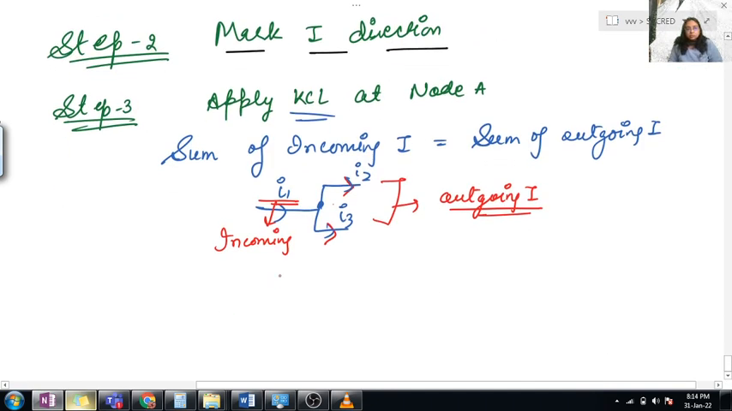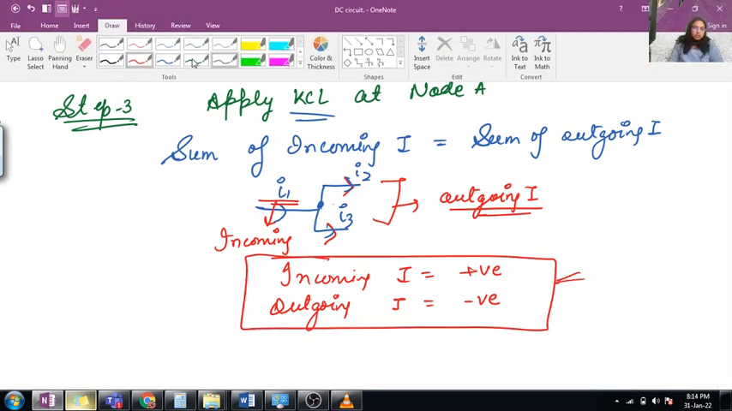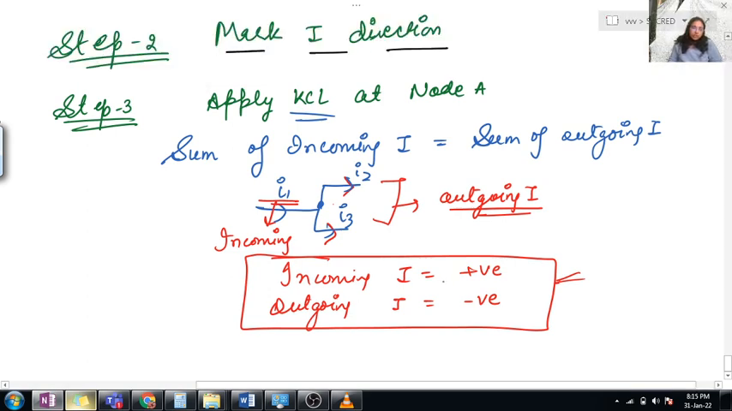So it's a golden rule that incoming current is denoted as positive and outgoing current is denoted as negative. It's not hard and fast that you have to denote it like this only, but I generally tell my students like this. You can do it vice versa also, no problem in that, but be sure that you remember all these things. So incoming current is positive and outgoing current is negative.